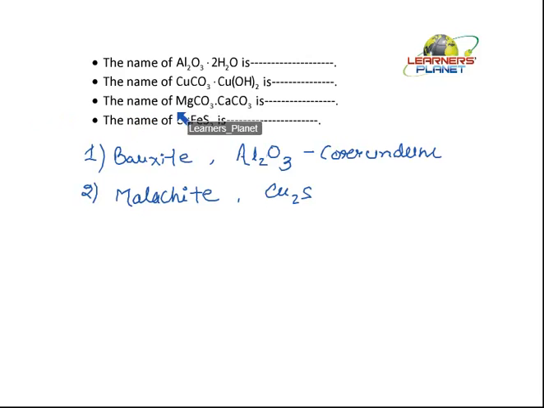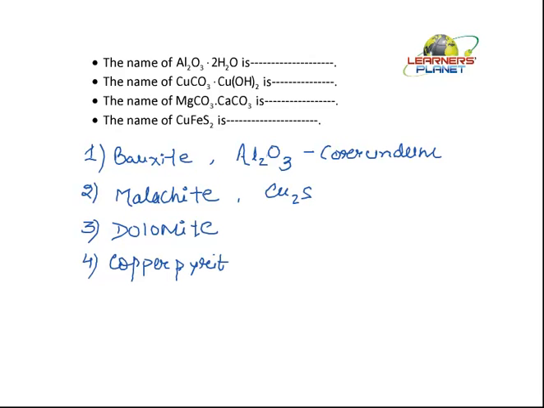The name of MgCO3·CaCO3 is. Now students, this is an ore of magnesium. This is not the ore of calcium. And its name is dolomite. Now this next ore is CuFeS2. This is also an ore of copper, and it is called copper pyrites. The maximum impurity here is of FeS.